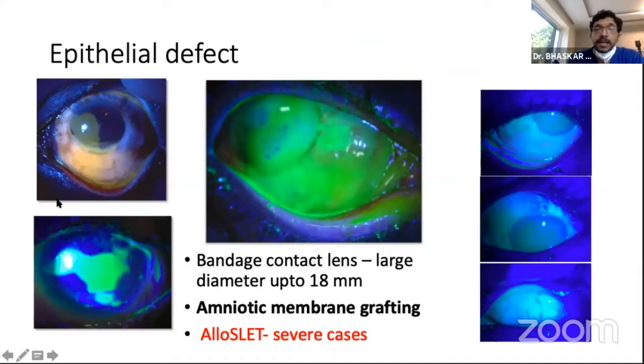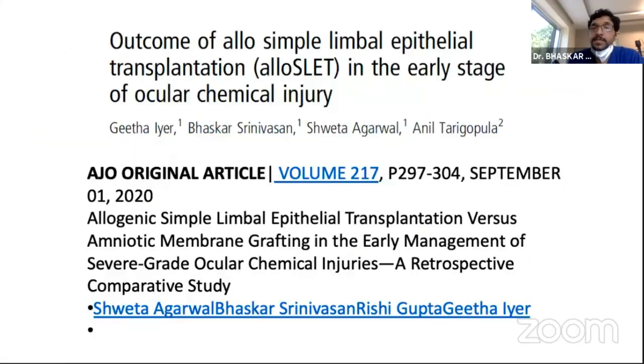Again, if it's a small defect like the one on the left, a bandage lens will work. But if it's a large defect, then you would probably look at amniotic or Alloslet in severe cases. And we did publish our first results with Alloslet in early management of acute severe grade 4 or worse DUAS classification injuries with good outcomes.